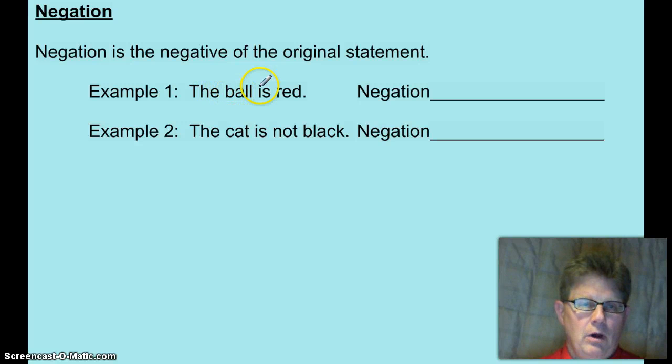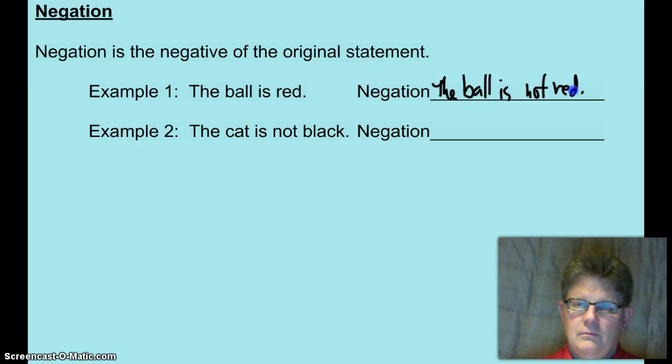Moving right along, negation is the negative of the original statement. Example 1, the ball is red. The negation of that statement is the ball is not red. Example 2, the cat is not black. The negation is the cat is black. If there's a not in there, take it out and that'll negate it.